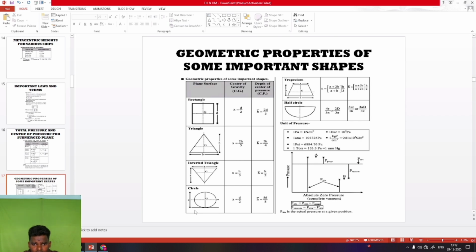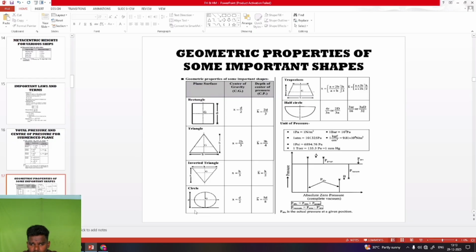For a trapezium, the center of gravity x is equal to (a plus 2b) divided by (a plus b), multiplied by h by 3, and h bar is equal to (a plus 3b) divided by (a plus 2b), multiplied by h by 2. For a half circle, x is equal to 4r by 3 pi, or 2d by 3 pi, and h bar is equal to 3 pi r divided by 16, or 3 pi d by 32.